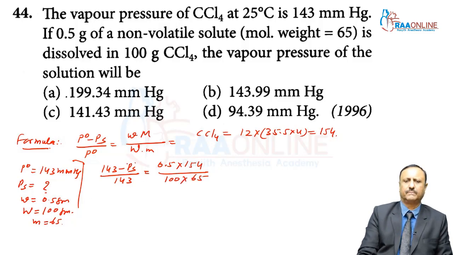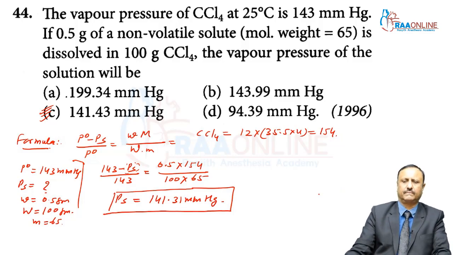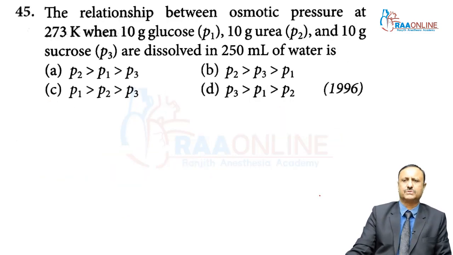Now, you can calculate the Ps value. Here we can see the Ps is equal to 141.31 millimeter mercury. You can multiply and divide and get the answer Ps, and you can get the answer C. Question number 44, answer is C. Now, my dear students, we can go to question number 45.